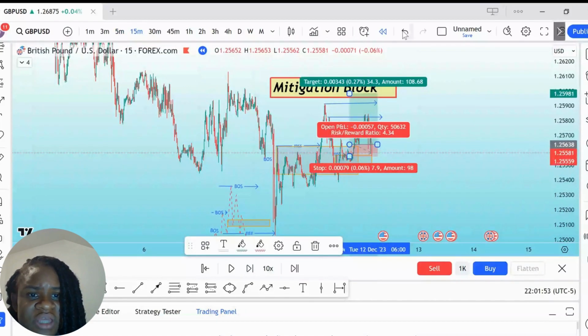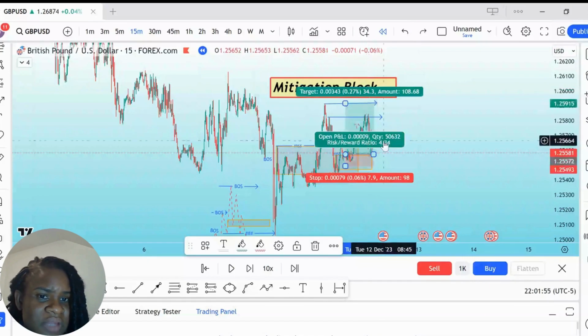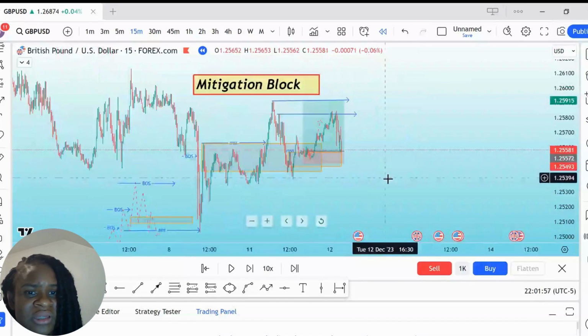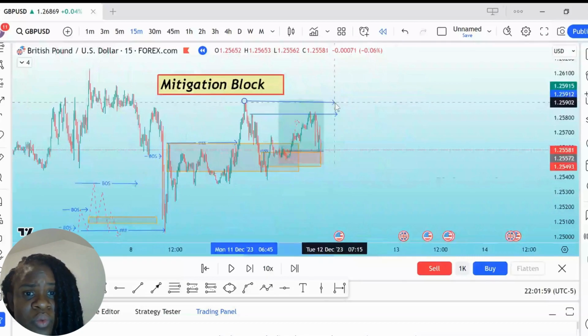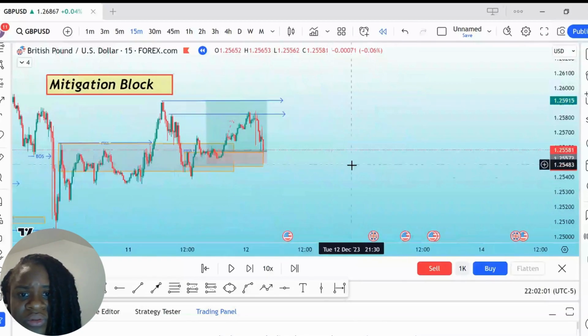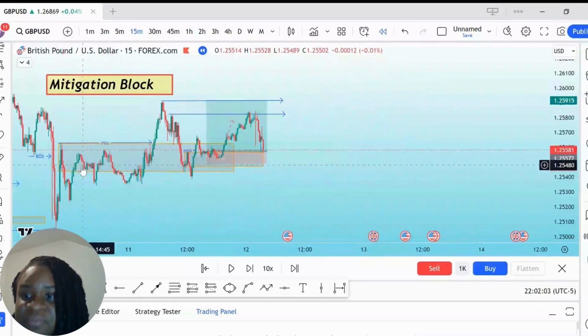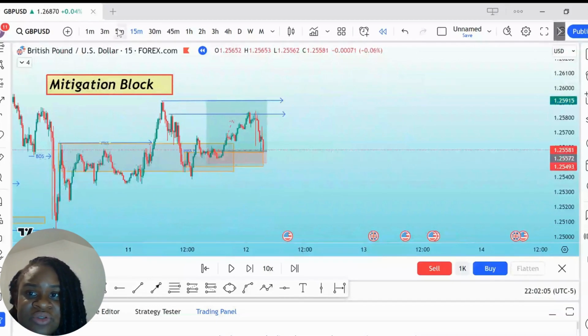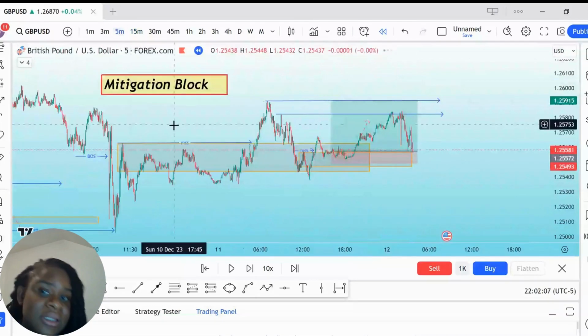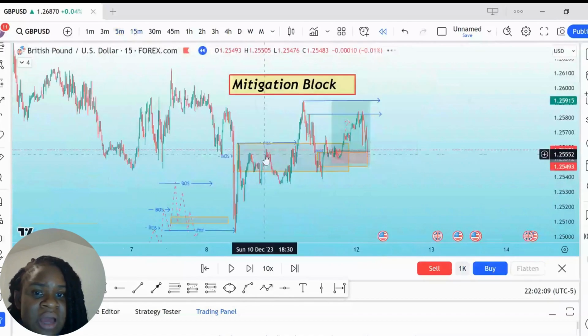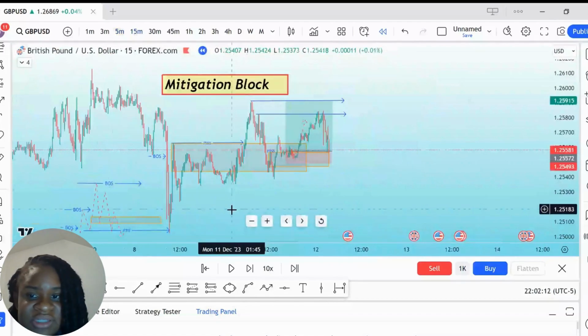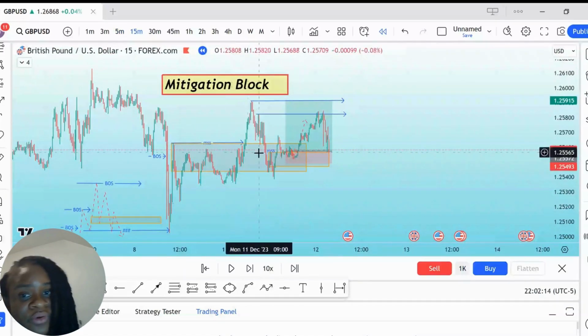But if you are very observant, this is a 1 to 4. Can you see it? So you can pick a zone and you refine it the way you want to refine it in your own best knowledge. But this is the main mitigation block, and I went down to a lower time frame to find another entry. But what I'm showing you today is just how a mitigation block is being created. That's all. So you can use it for your trade entries.